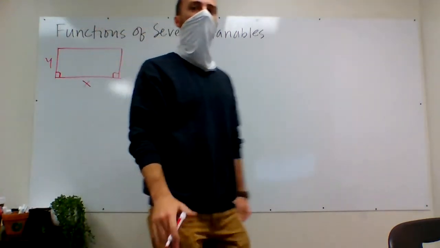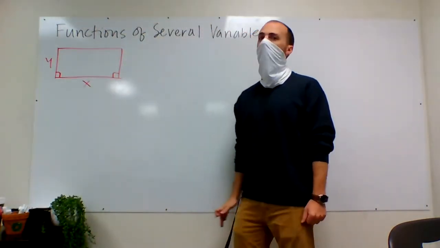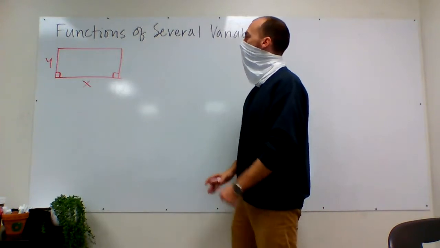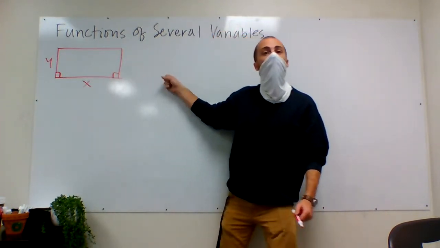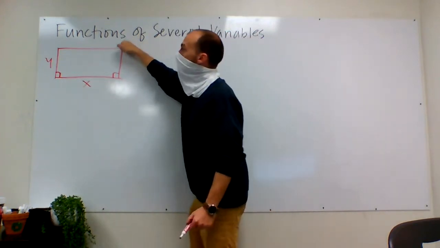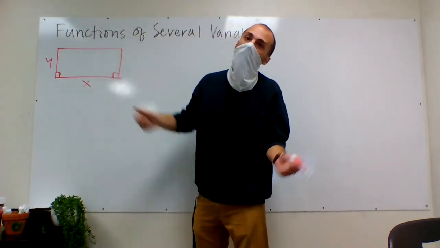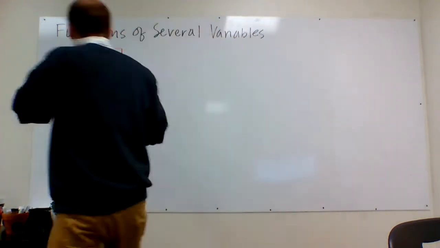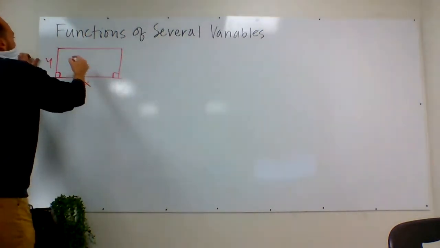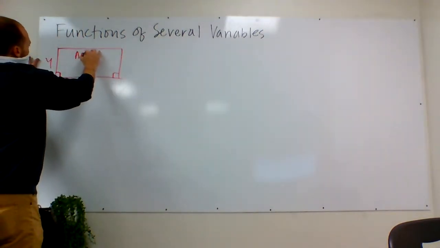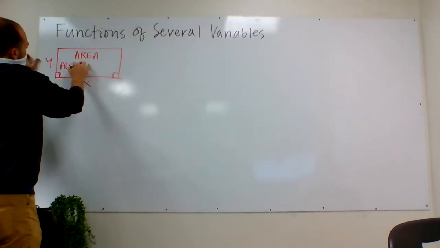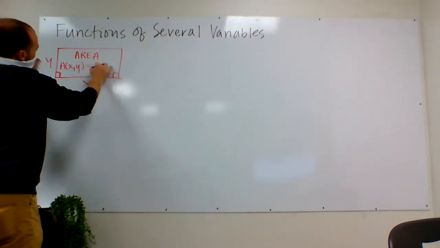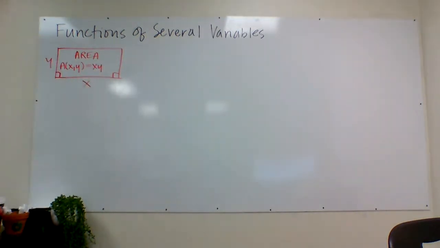The area of this rectangle depends on both x and y, right? I could pull this way and increase x, and that would increase the area. I could also decrease y, and that would decrease the area while holding x the same. So I can say that this area function, which depends on both x and y, is equal to x times y.